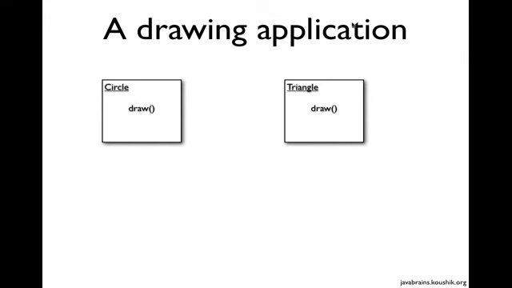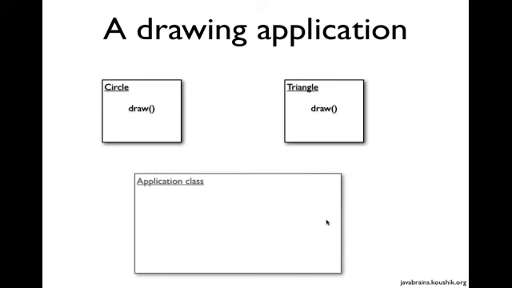Let's say I have a drawing application and I have code that draws different shapes, a triangle, a circle, and a square, and I'm using that code to draw certain shapes on the screen. Now I have a circle object, and the circle object has a draw method, and I have a triangle object, and the triangle object has a draw method. I can use these objects to draw a circle or a triangle on the screen.